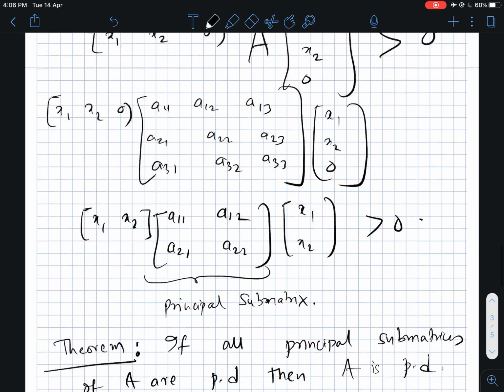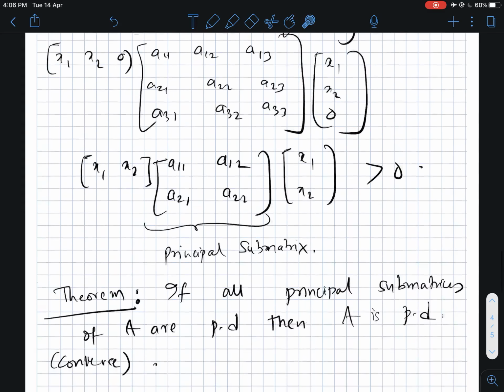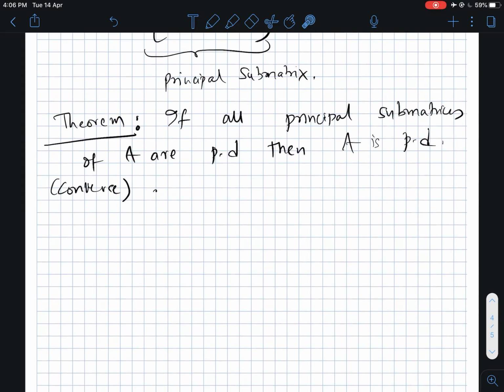So this is like a converse, or the reverse direction, of what we said in this earlier statement. We said that if A is positive definite, then all principal submatrices are positive definite. Here we are saying the reverse: if all principal submatrices are positive definite, then A is positive definite. In fact, you don't even need to check all principal submatrices. You only need to check what are called the leading principal submatrices. What are leading principal submatrices? Well, they are submatrices of this type.